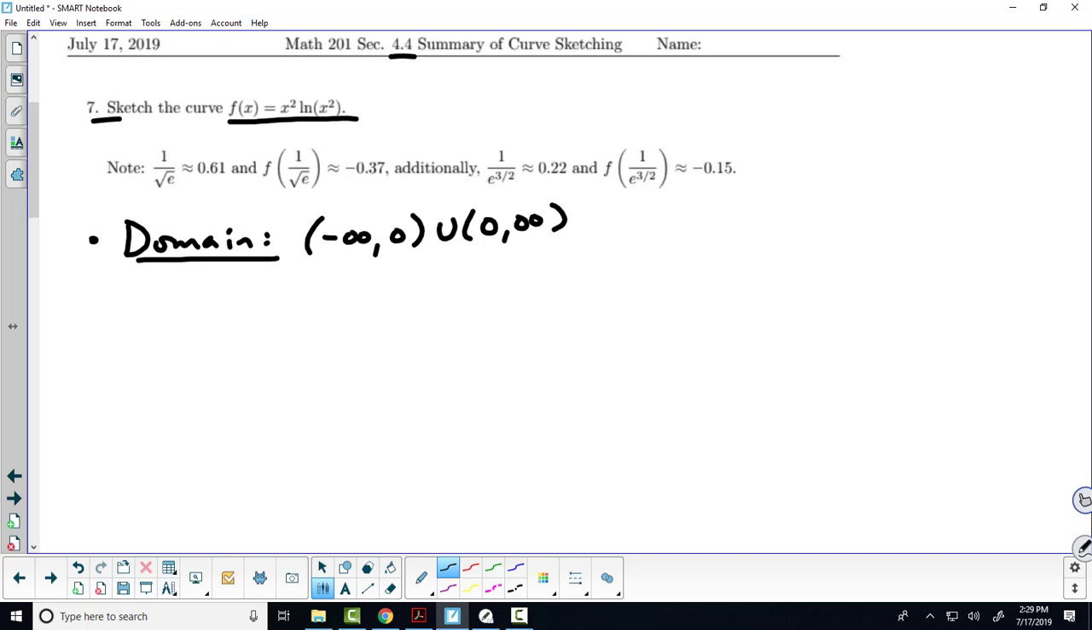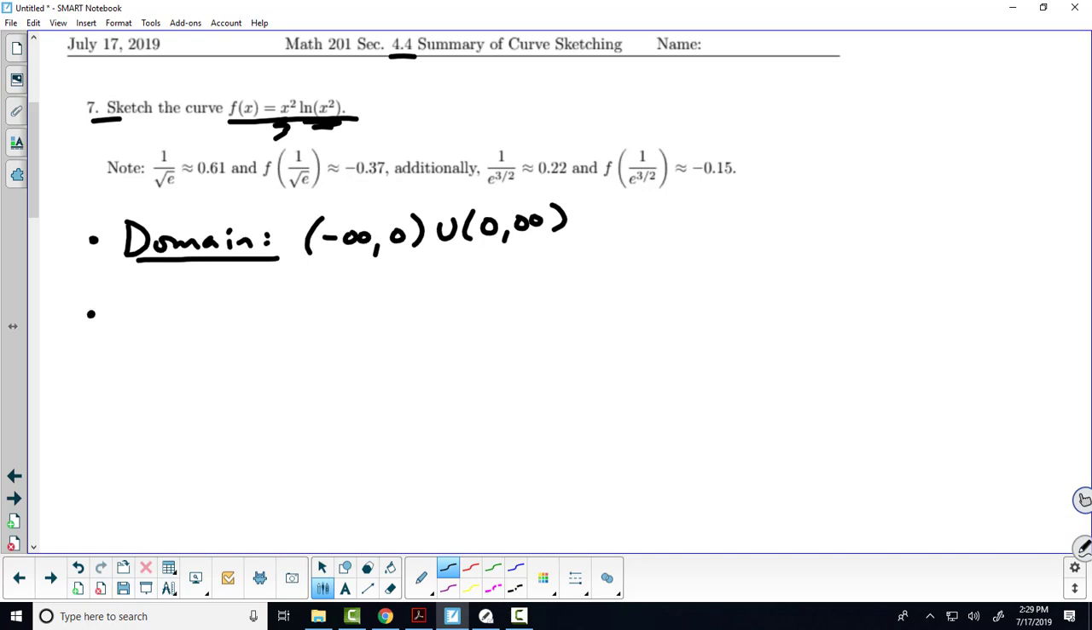The x squared factor is defined for all real numbers. The natural log expression is only defined for positive values. Well, x squared is certainly positive for everything except for x equals 0. So this is defined for all real numbers except for when x equals 0.